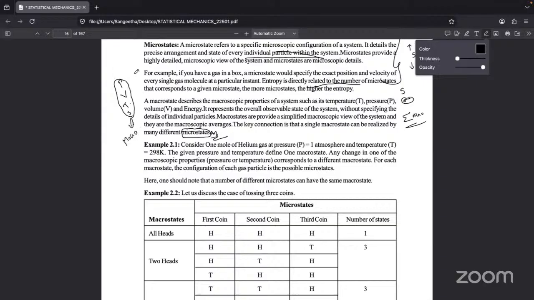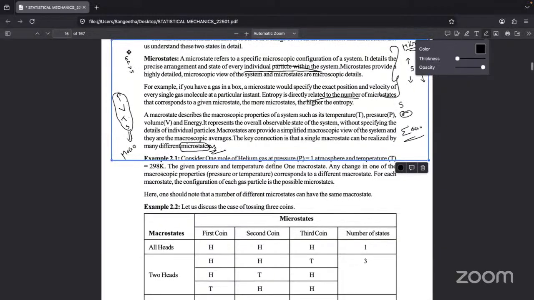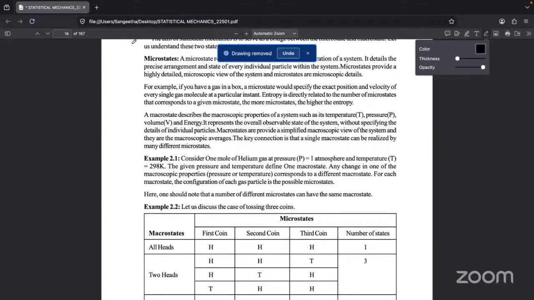These four belong to macro. So in micro, what do we study? In micro we study energy, momentum P, velocity V, and mass. So these are the things we can study in microstate.